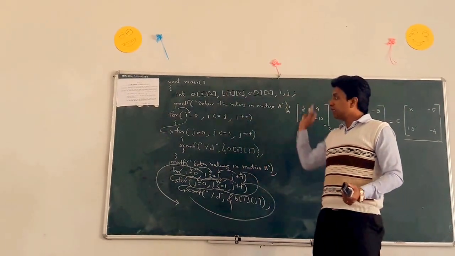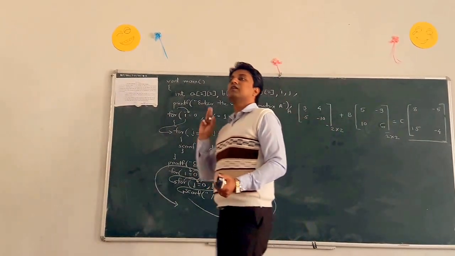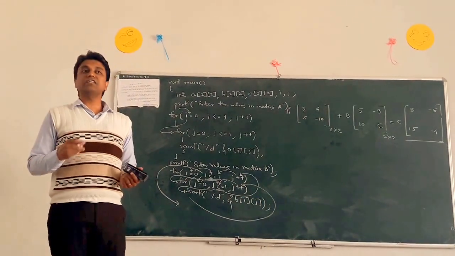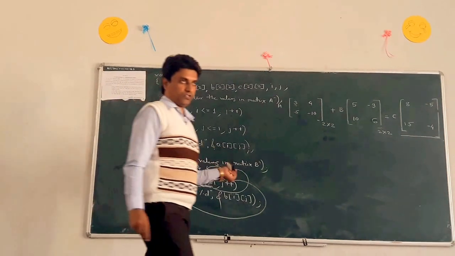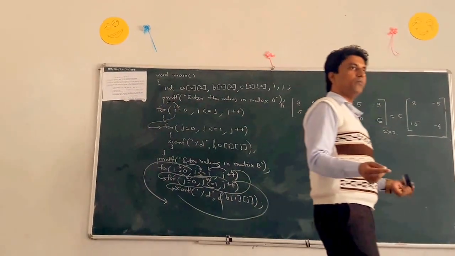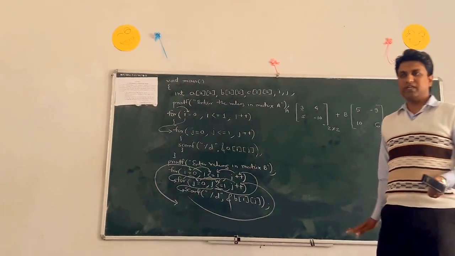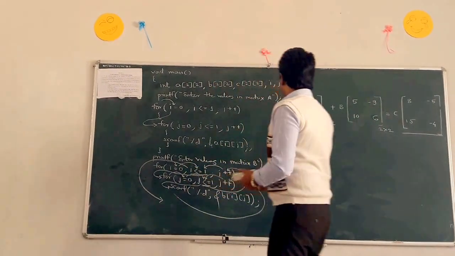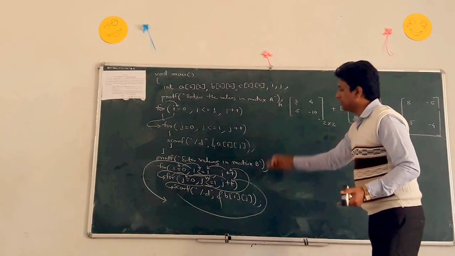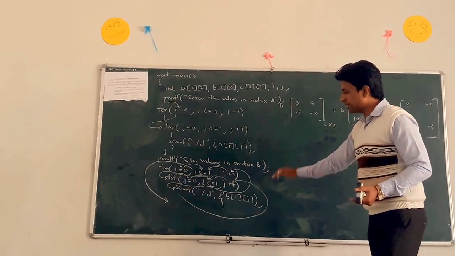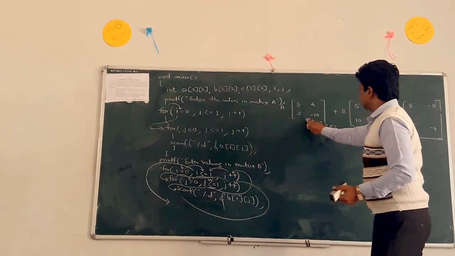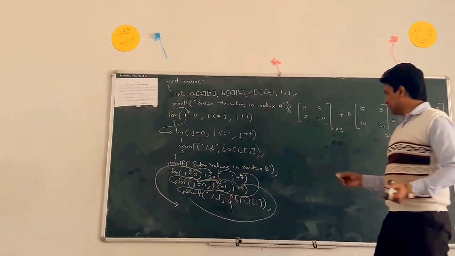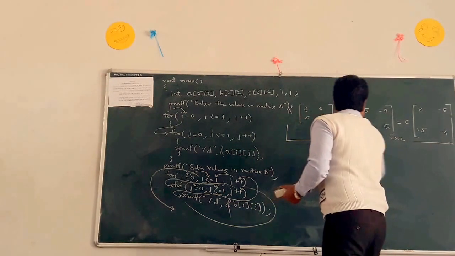Okay? For a matrix, for scanning purpose or displaying purpose, we require at least two loops. Maybe for loop, maybe while or do while. Clear? Okay? So the next part is, we have to scan two matrices A and B. That is, we have to initialize both matrices. Now make the addition. So, the addition part.